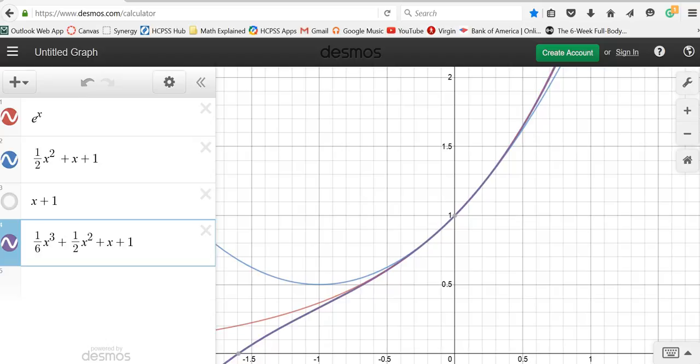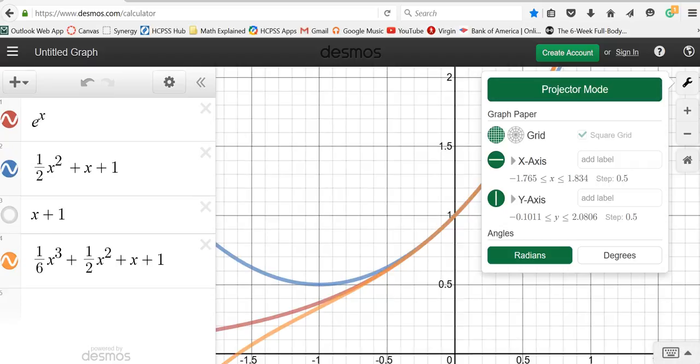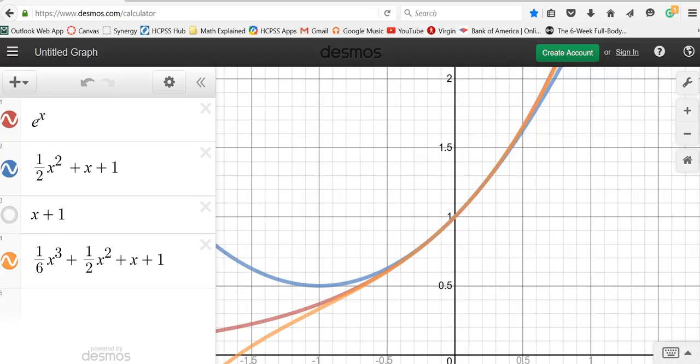Let me change the color of this so we can see it a little bit better. Orange. Projector mode. Okay, so you can see the red curve is what we're trying to imitate. The blue curve and the orange curve all converge at 0, 1. They all go through that same point. But the orange curve holds on a little bit longer than the blue curve does and then breaks away from it. Now, technically, the orange curve and the red curve aren't the same anywhere except at 0, 1.